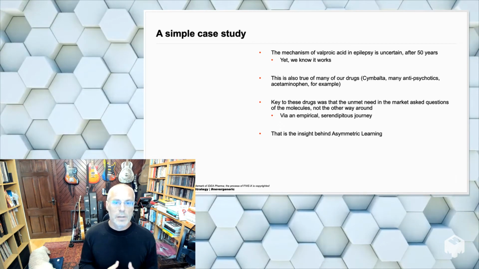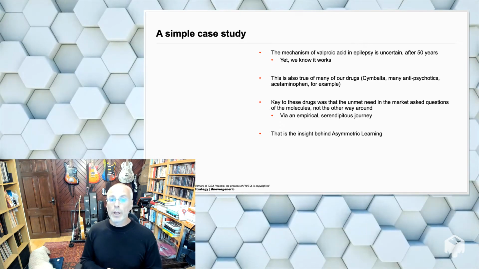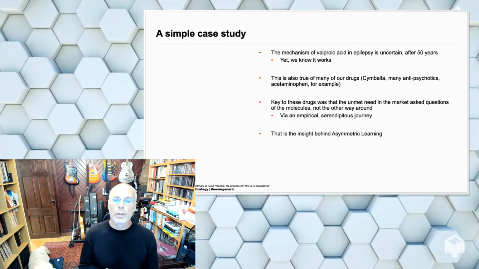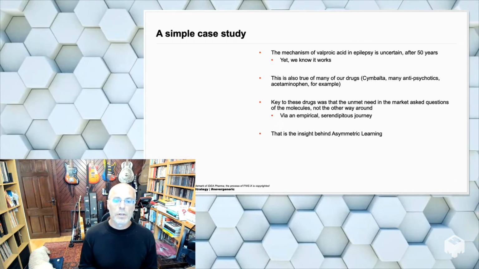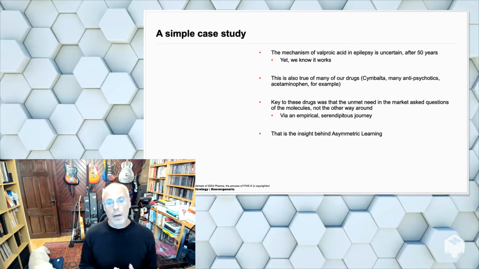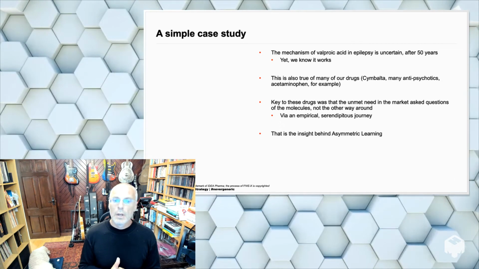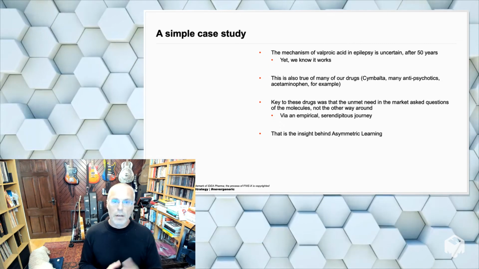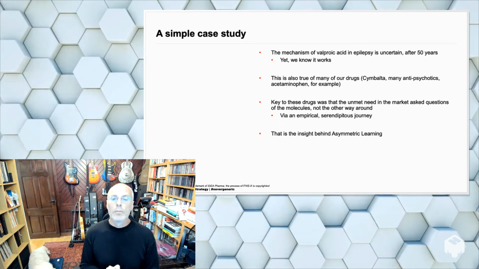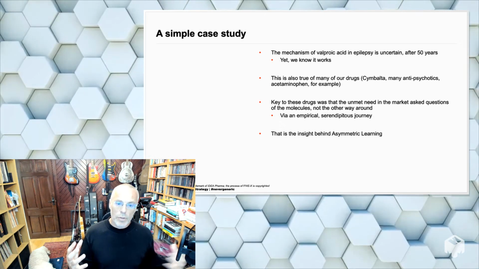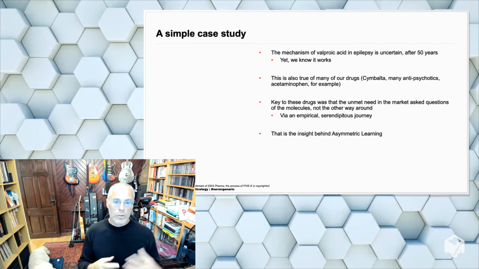So if you think about the mechanism of something like valproic acid in epilepsy, 50 years later, we still don't know how it works. We know that it works, but we don't know necessarily how it works. But it's true of so many of the drugs that we work with. We've had this kind of serendipitous process of finding out the drugs do what they do, but not necessarily knowing why or how. And the golden age of pharma wasn't from our targeted, rational design of molecules to do specific things, because that leaves so much unknown on the table. But from the unmet need in the marketplace, really pulling drugs through via this empirical, serendipitous journey towards being functional.